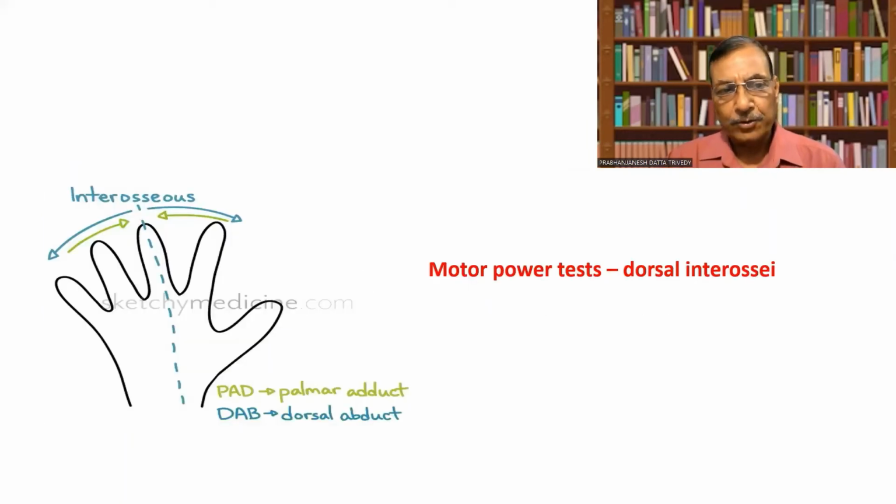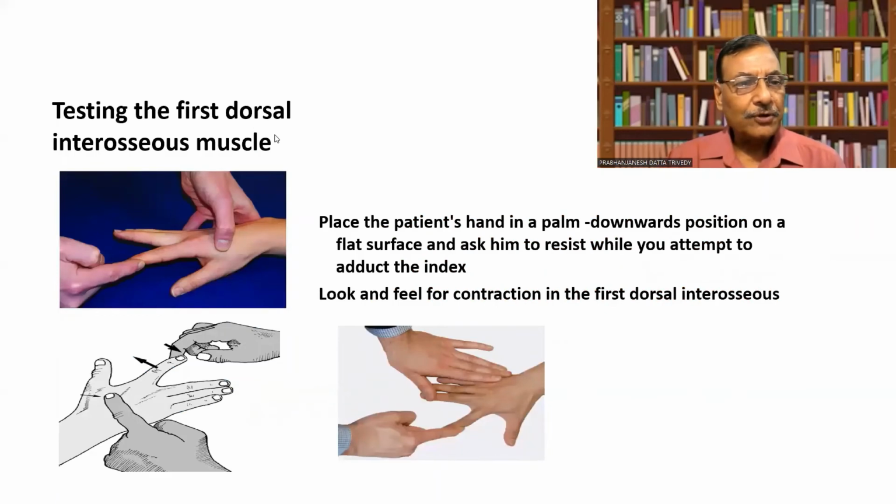The function of the interossei: palmar interossei adduct, whereas dorsal interossei abduct. To test the first dorsal interosseous muscle, place the patient's hand in a palm downward position on a flat surface and ask him to resist while you attempt to adduct the index finger.